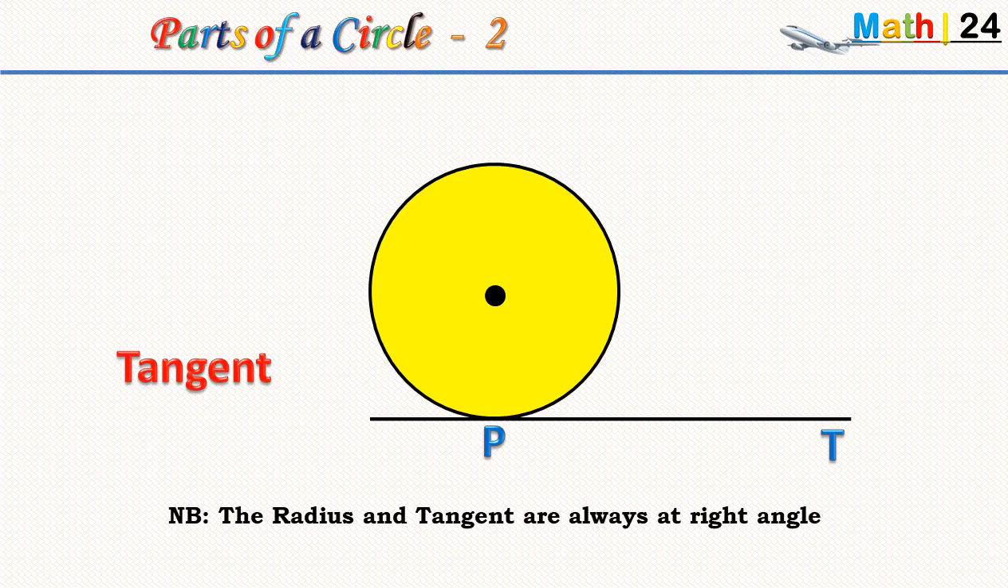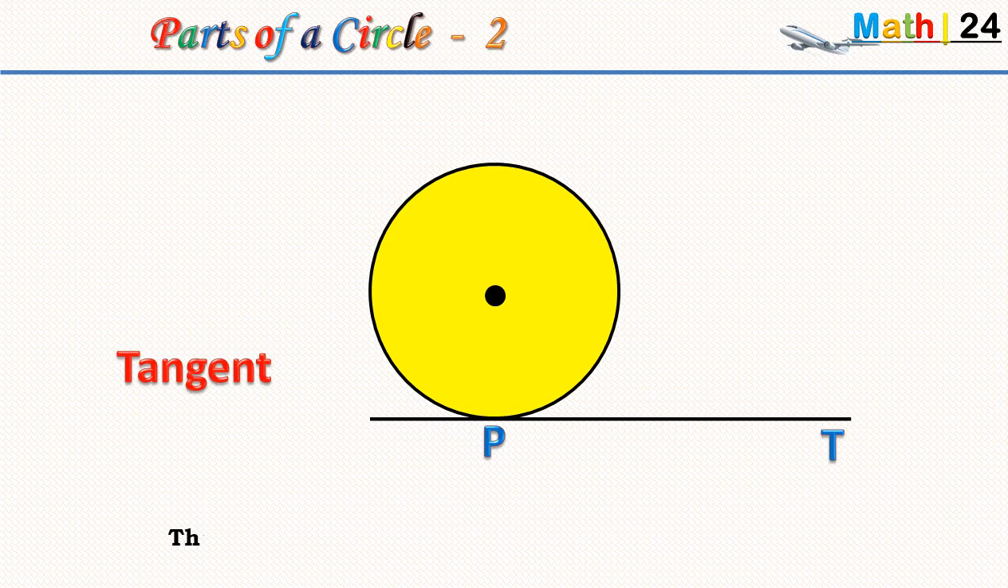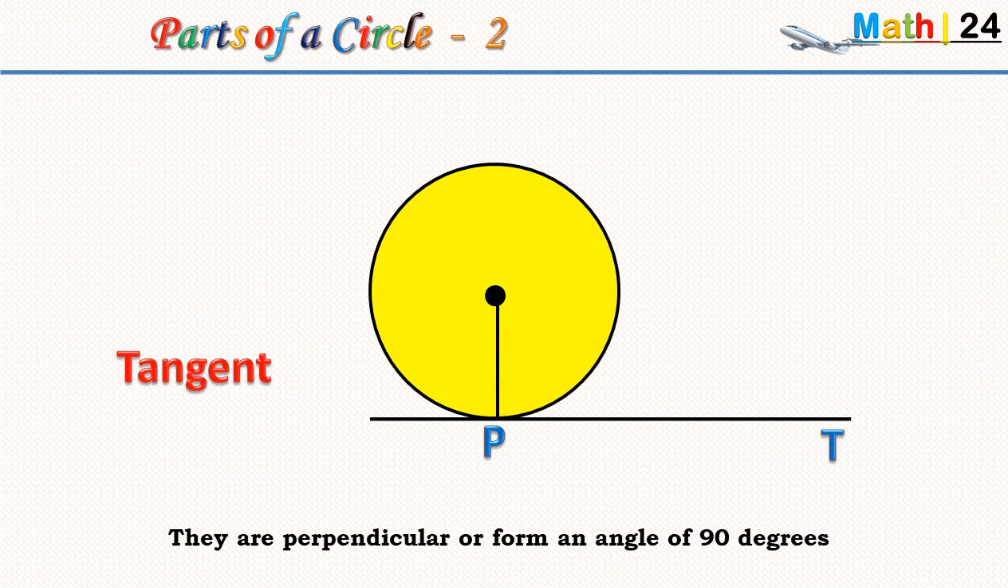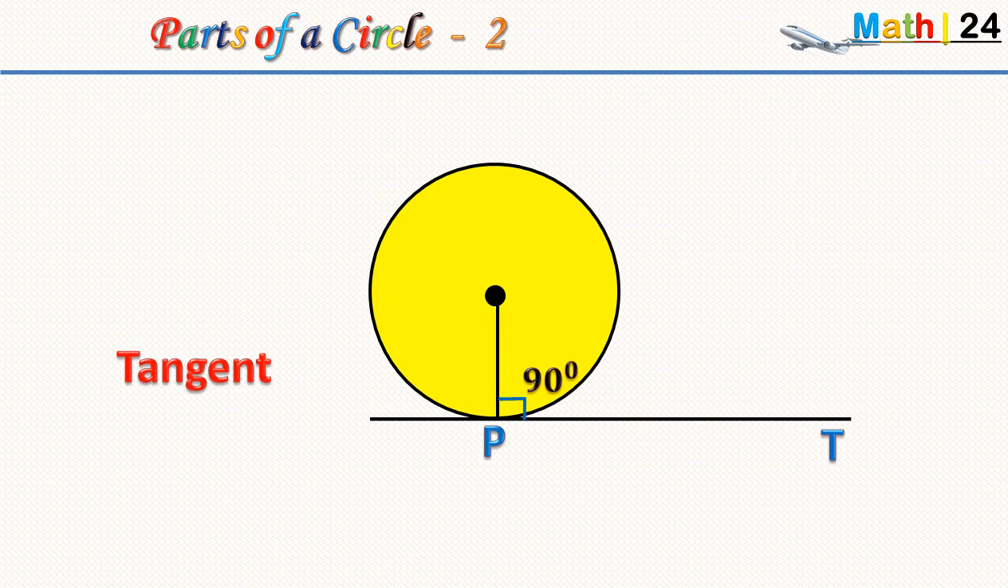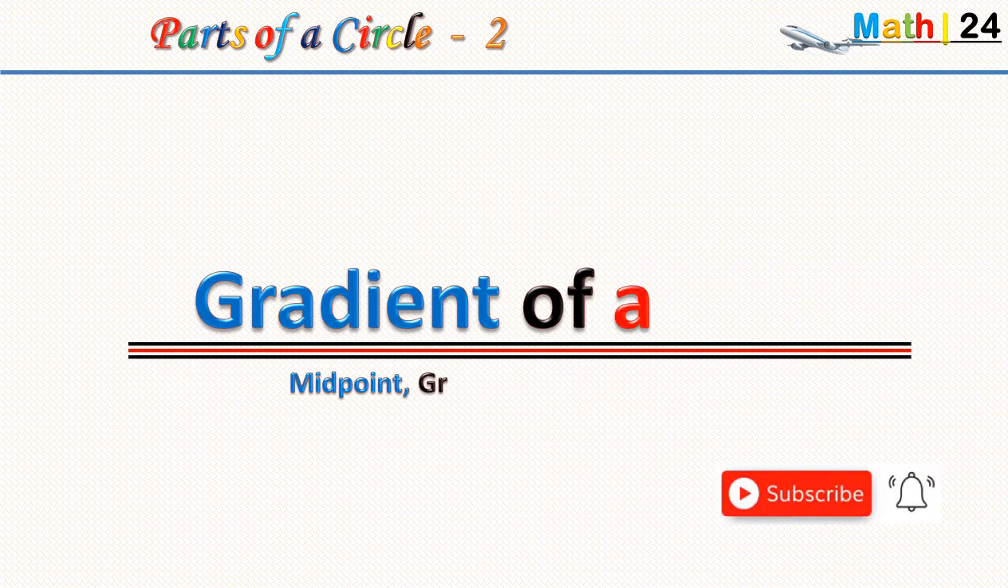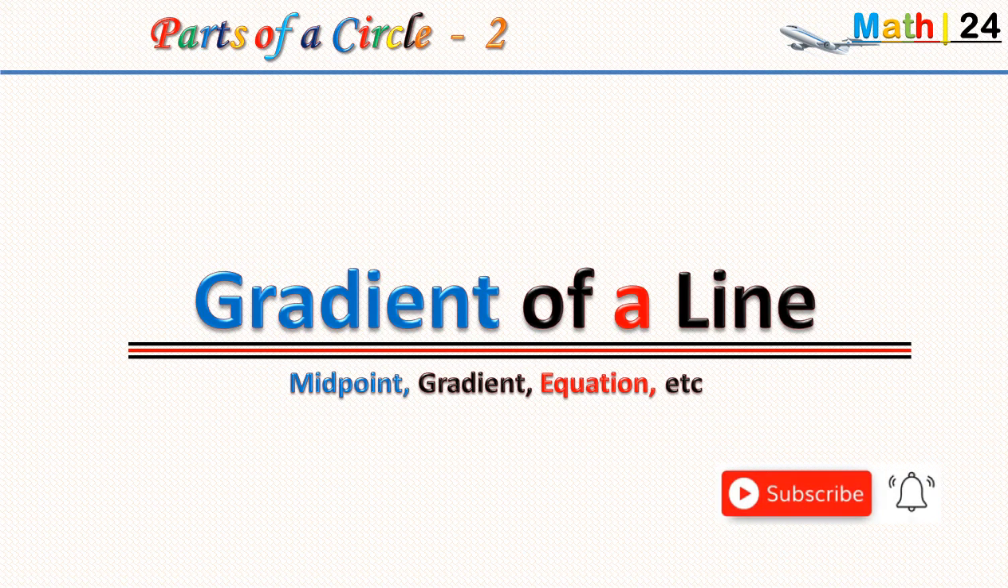And note, the radius and the tangent are always at right angles. They are perpendicular or form an angle of 90 degrees. Some people will say they are normal. As you can see, the angle indicated there shows that the radius and the tangent are at right angles for any of these type of circles.